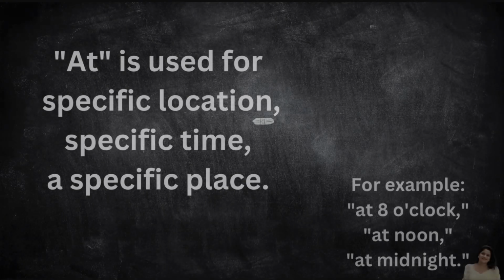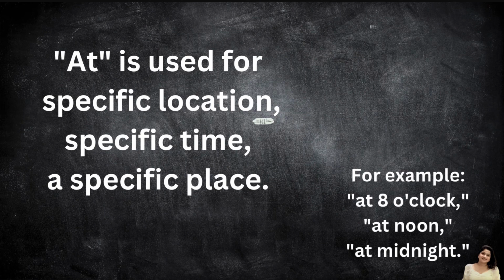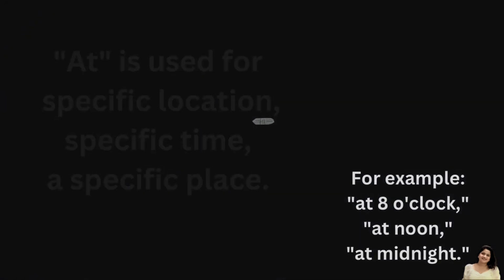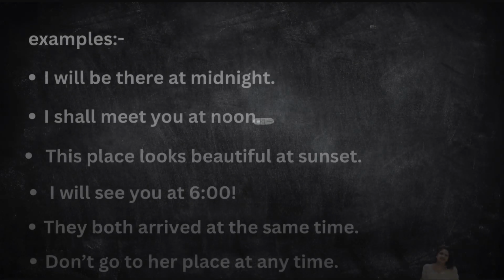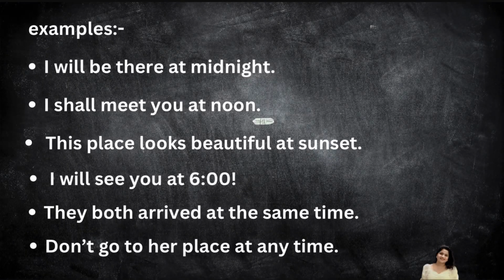At. At is used for precise points in time, specific hours, and times of the day. I will be there at midnight. At this time period, I shall meet you at noon. This place looks beautiful at sunset. Again, about a time period.